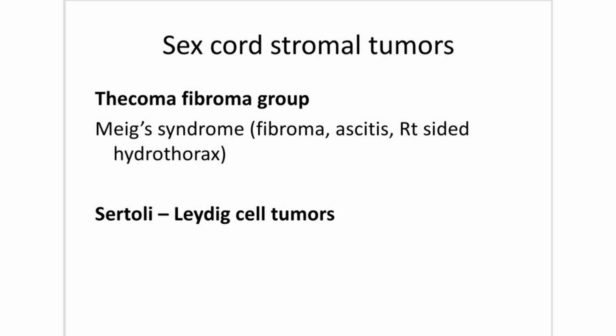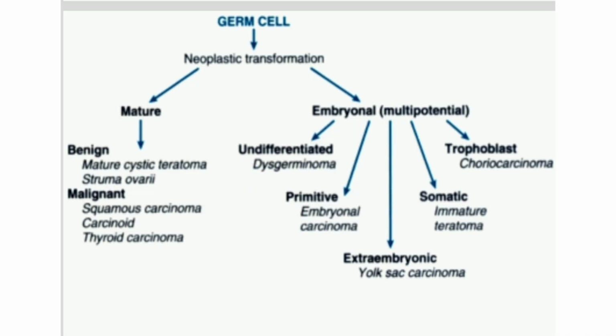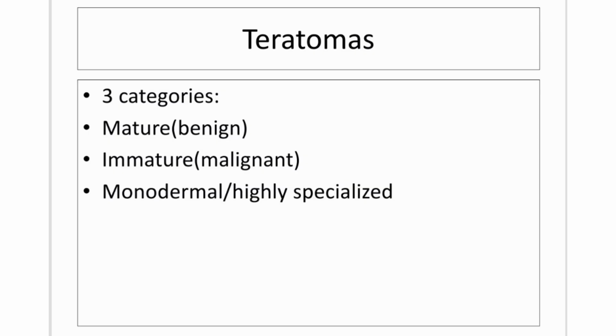Sex cord stromal tumor, remember Meigs syndrome, a triad of fibroma, ascites and right-sided hydrothorax. Germ cell tumors constitute 15 to 20% of ovarian tumors. Teratoma, dysgerminoma, yolk sac tumor and mixed germ cell tumor. Classified into mature and embryonal types of germ cell tumor. Teratomas: mature, immature and monodermal.